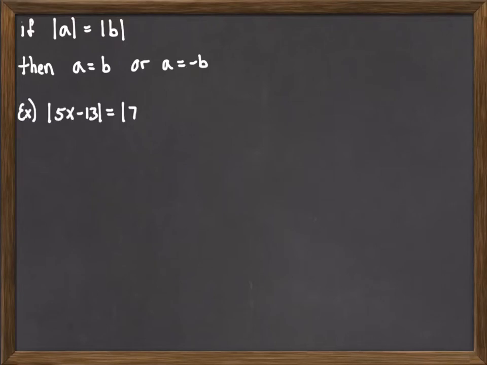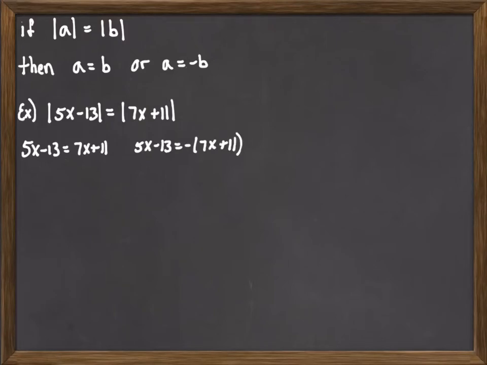So consider, for example, absolute value of 5x minus 13 equals absolute value of 7x plus 11. Either those two numbers, 5x minus 13 and 7x plus 11, have to be the same number, or they would have to be opposites. So either they're equal, or the first one is equal to the opposite of the other one. That gives us two equations, and now we just proceed to solve those two equations.